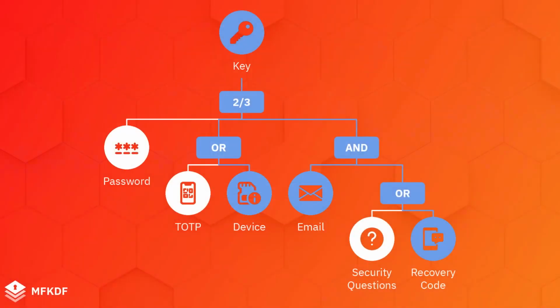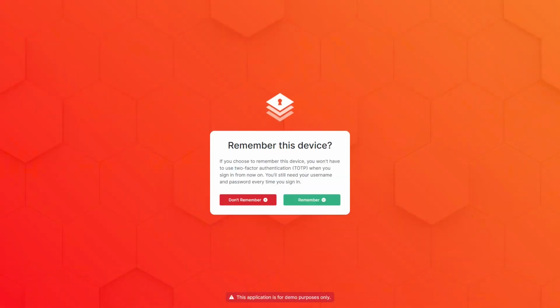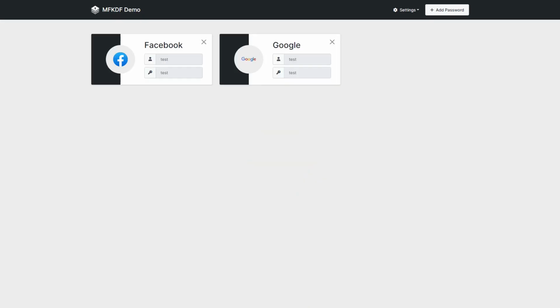Behind the scenes, I'm basically using this combination of factors to recover the key, and then I'm using an MFKDF feature called reconstitution to change the password factor while keeping the same key so I don't lose the ability to decrypt all my previously stored secrets. Once again, none of this is evident to the user who just thinks they're performing a standard account recovery process.